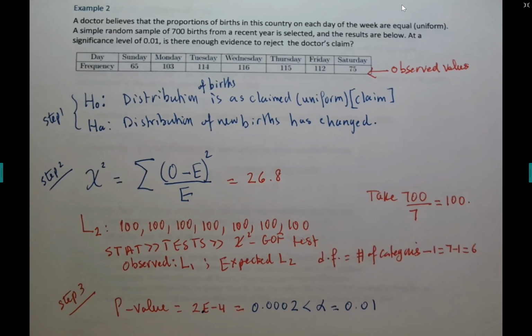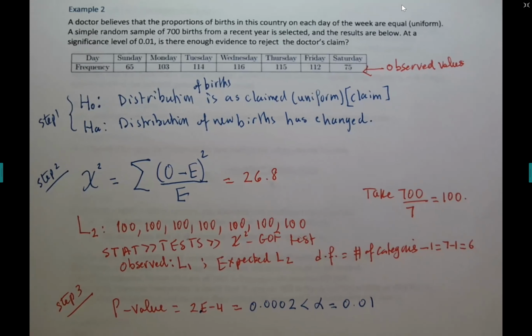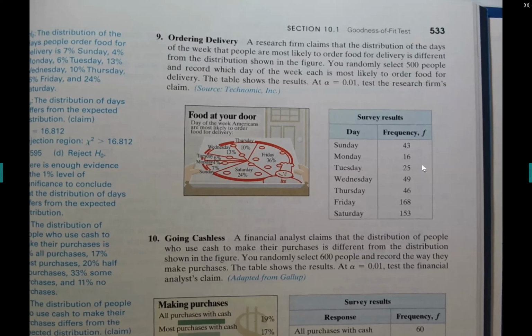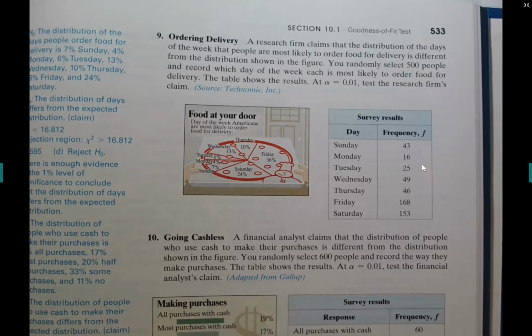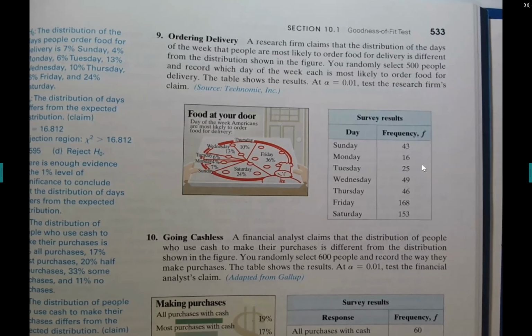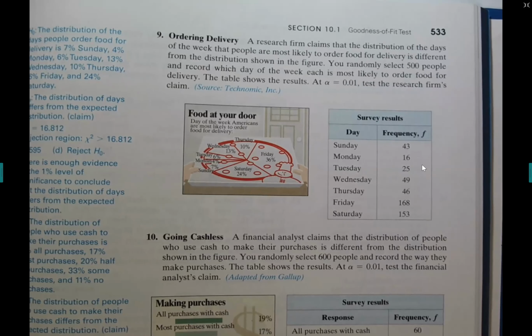So this is another example of how to use section 10.1. I'm going to do another one. So we're doing number 9 on page 533. Take a note of this. A research firm claims that the distribution of the days of the week that people are most likely to order food for delivery is different from the distribution shown in the figure.